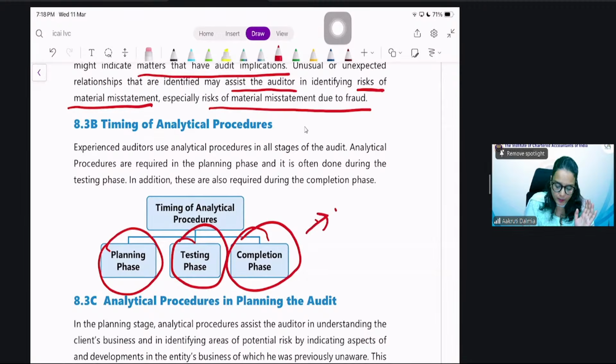Please remember this for MCQ. Please remember this for MCQ purpose. Okay. So it can be used in all these ways.